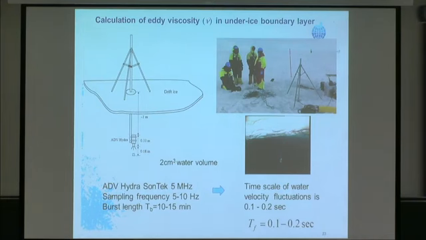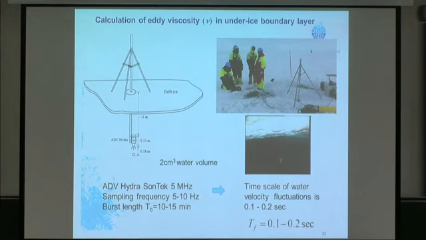Another coefficient which I have in the model is eddy viscosity nu in the under-ice boundary layer. So how do I calculate this quantity from experiment? We use an acoustic Doppler velocimeter, which is installed on the ice, looks downward, and measures velocity of a water particle in a volume of 2 cubic centimeters. We program the frequency. Maximal frequency is 25 Hz, typical is 10 Hz. So 10 Hz means that the time of fluctuation is 0.1 second.